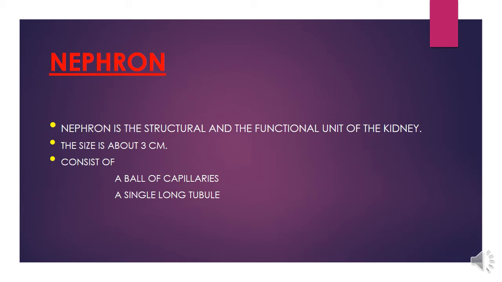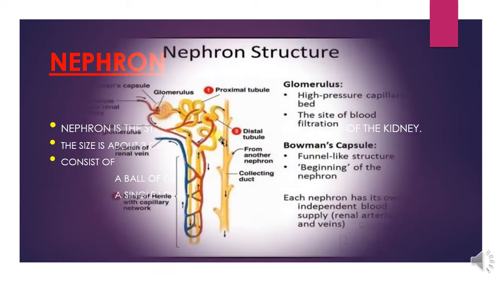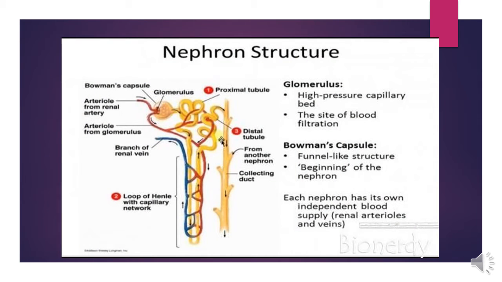Usually, the size of a nephron is about 3 centimeters. Basically, it consists of two parts, the bowl of capillaries and the tubular part. The bowl of capillaries, the glomerulus, is situated in the Bowman's capsule. Blood is supplied to the glomerulus by the afferent arteriole, and the blood vessel leaving the glomerulus is known as the efferent arteriole. Then we find the proximal tubule, the loop of Henle and the distal tubule. The distal tubule connects with the collecting duct.